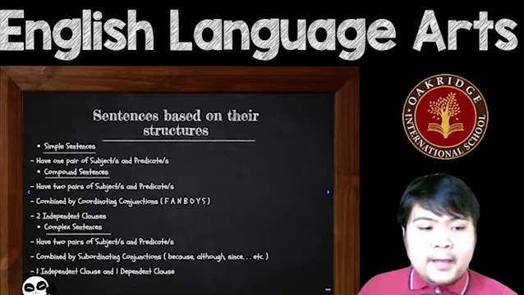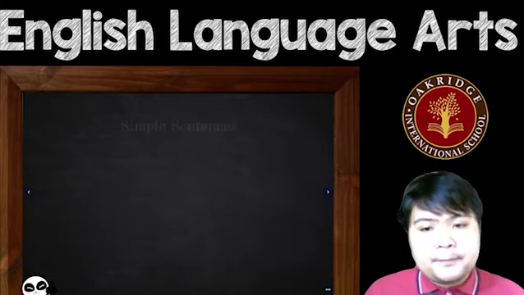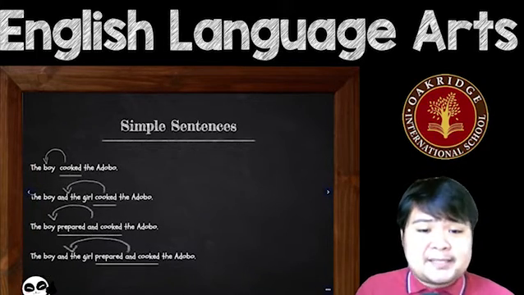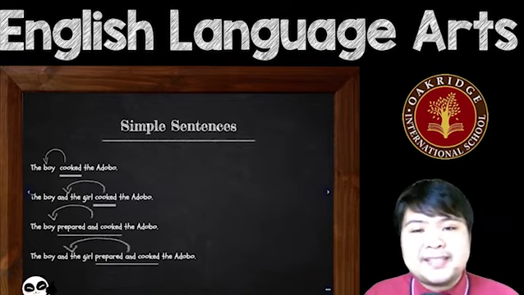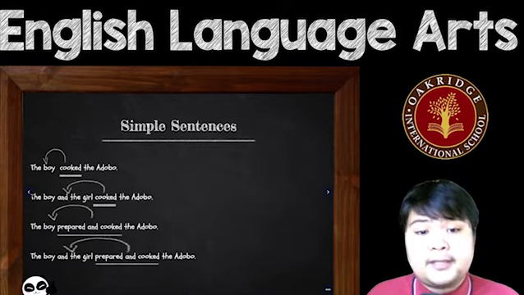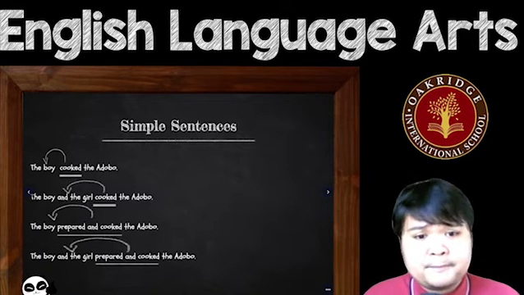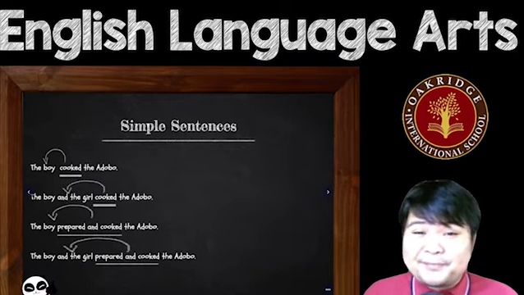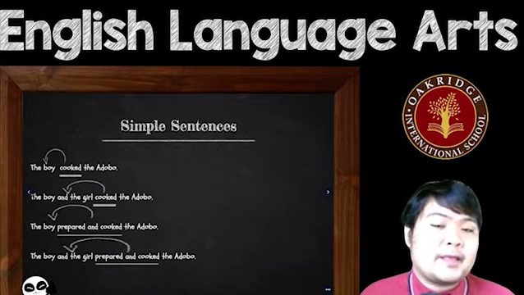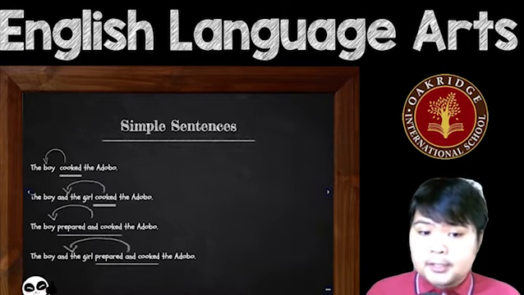Alright? Now, let's look at different sentences, shall we? Let's start with simple sentences, right? The boy cooked the adobo. Okay? Here, in this first sentence, you have a simple subject, boy, and your simple predicate, cooked, right? It's combined by just one. It's just one pair. Next, the boy and the girl cooked adobo. You have a compound subject, the boy and the girl. And it's paired with the word cooked.